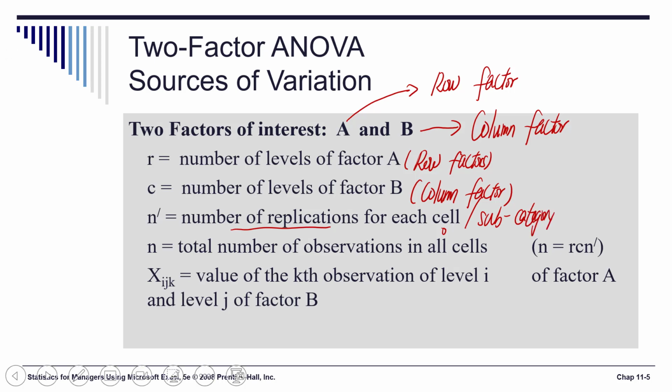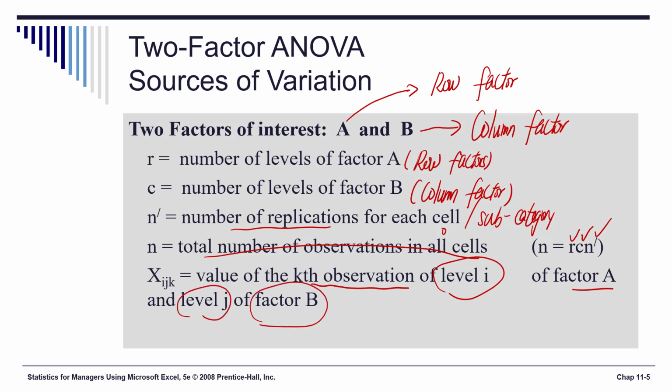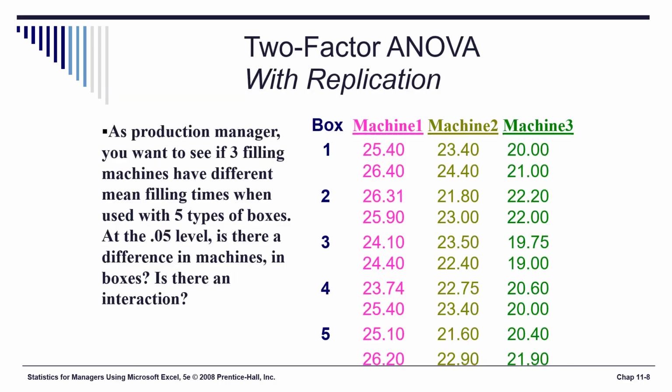N represents the total number of observations in all cells, meaning the entire sample size, and that's the formula for that. You multiply the number of rows times the number of columns times the number of replications. And then x subscript ijk means the value of the kth observation at level i of factor A and level j of factor B. So let me use a concrete example to show you what this is.